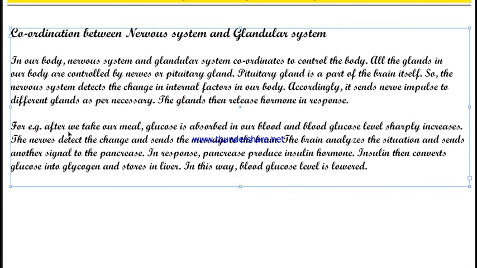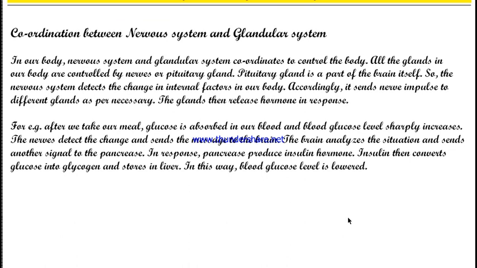For example, after we take our meal, glucose is absorbed in our blood and the blood glucose level sharply increases. The nerves detect the change and send the message to the brain. The brain analyzes the situation and sends another signal to the pancreas. In response, the pancreas produces the hormone insulin. Insulin then converts glucose into glycogen and stores it in the liver. In this way, the blood glucose level is lowered.